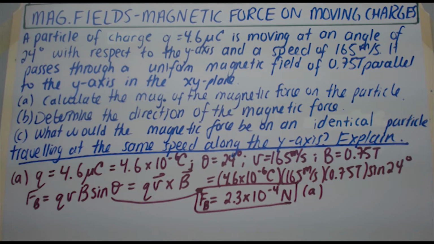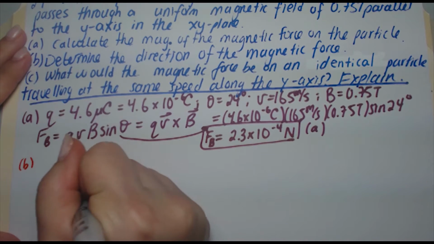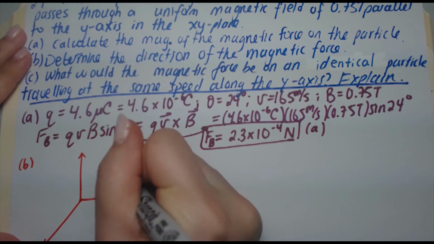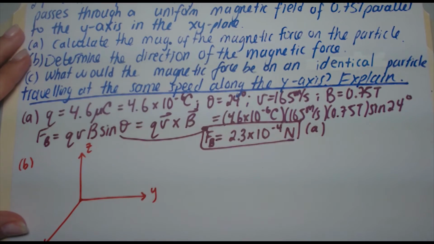For part B, determine the direction of the magnetic force. For the magnetic force direction, we're going to have to use the right-hand rule, but I have to get a sense of the problem first. This is a three-dimensional problem. I'm going to sketch a three-dimensional grid, just really simple. So I've got my x-axis, my y-axis, and my z-axis.